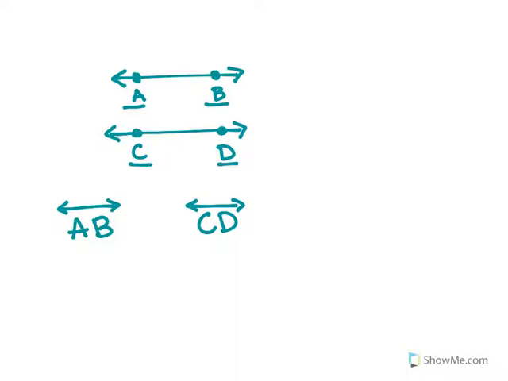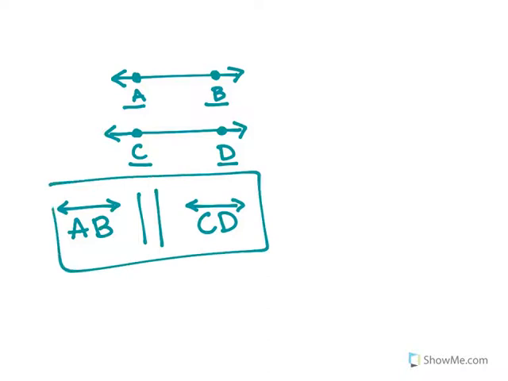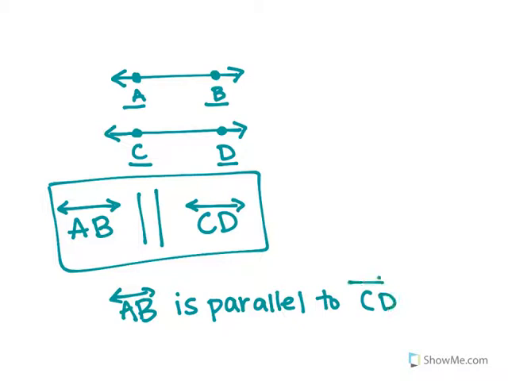What was the symbol for parallel? Draw it in the air. You're right. 2 lines like this. That's how I say they're parallel. Or I could say line AB is parallel to line CD. Either way would work. I just need to be able to recognize that these are for sure parallel. They are never going to touch each other.